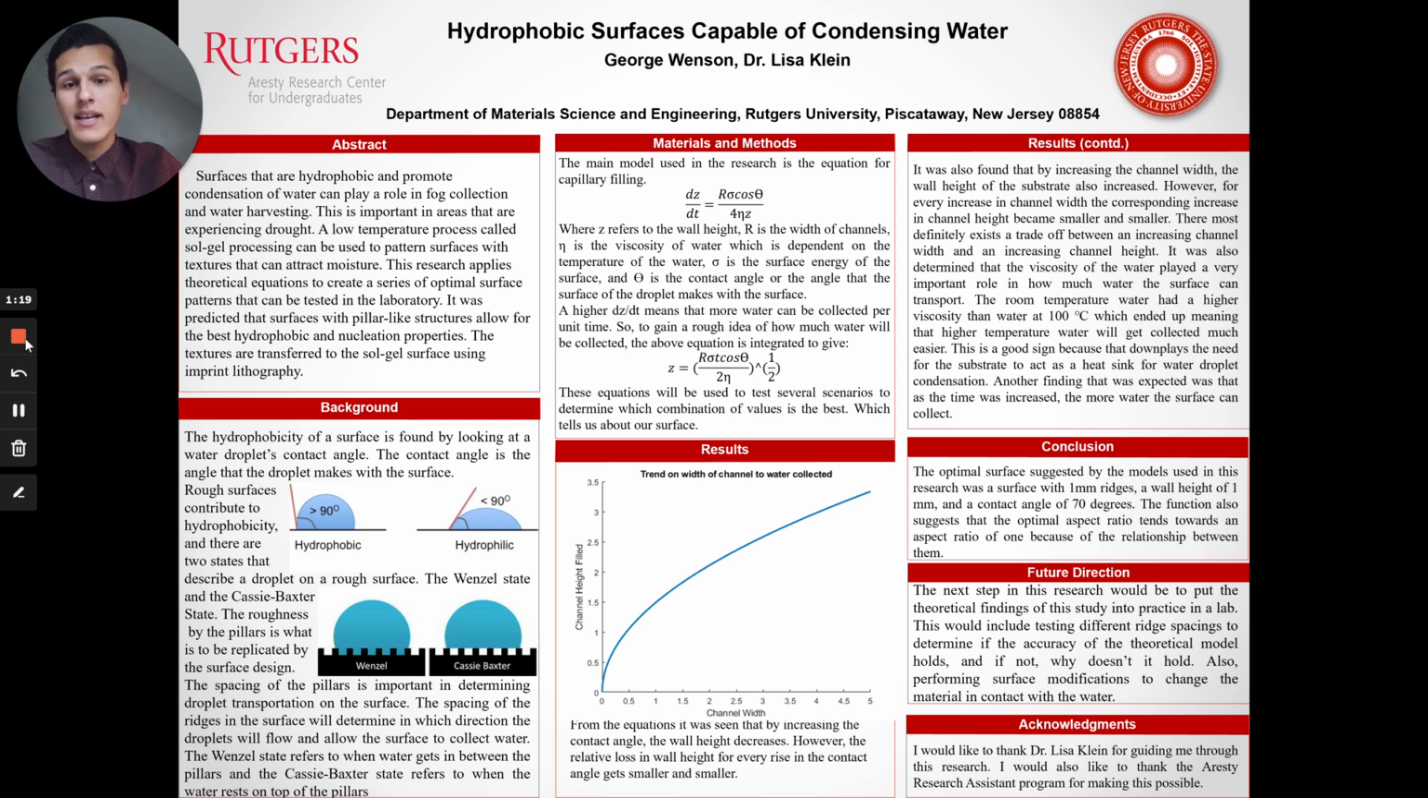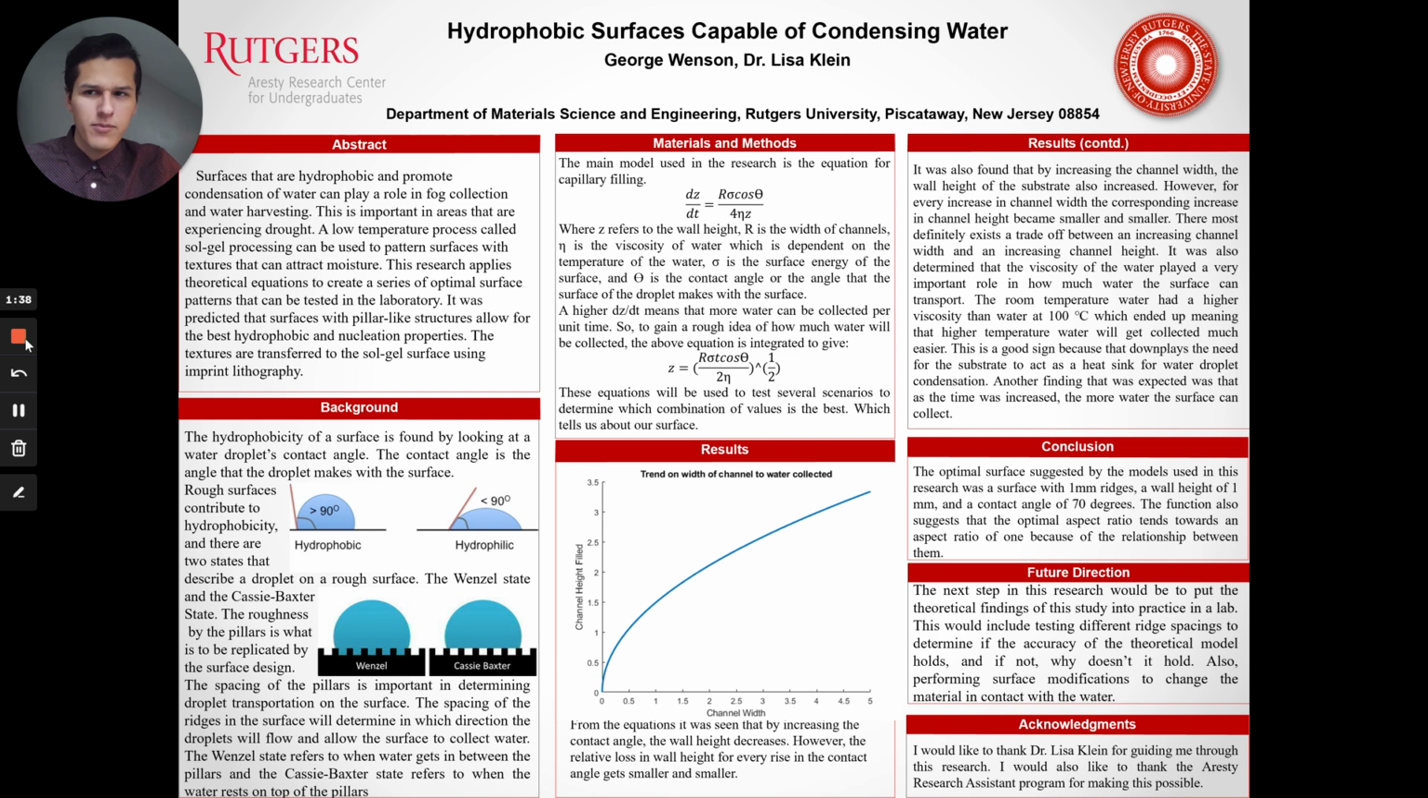So a higher dZ/dt means that more water can be collected per unit time. To gain a rough idea of how much water will be collected over a certain amount of time, the above equation was integrated to give this next equation right here. And what we tried to do was find different kinds of trends that are present inside of this equation to see what it might tell us about the surface.